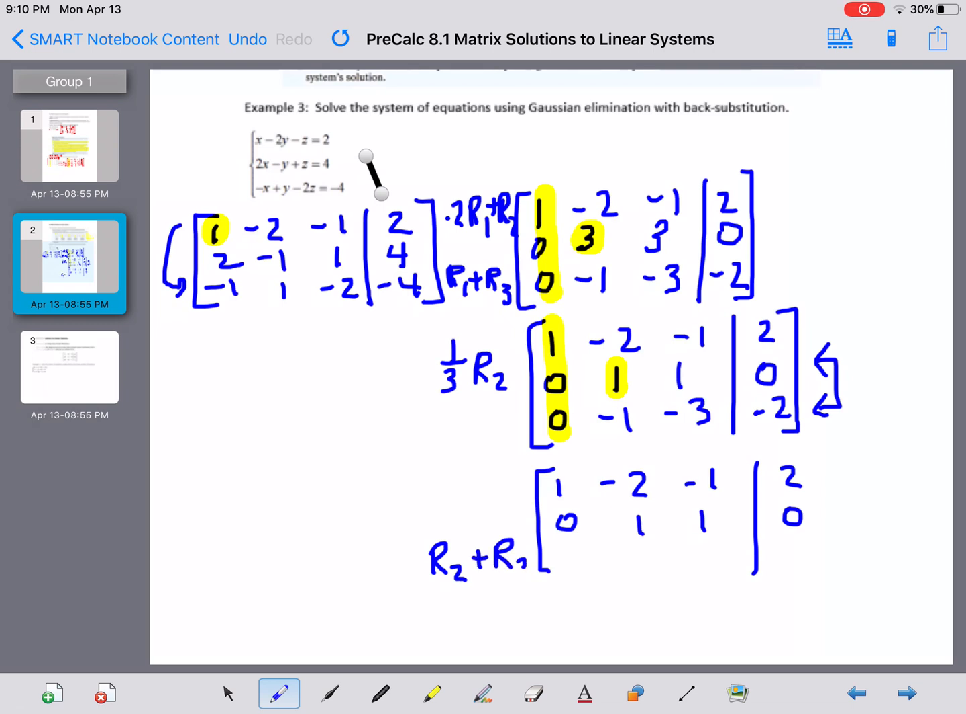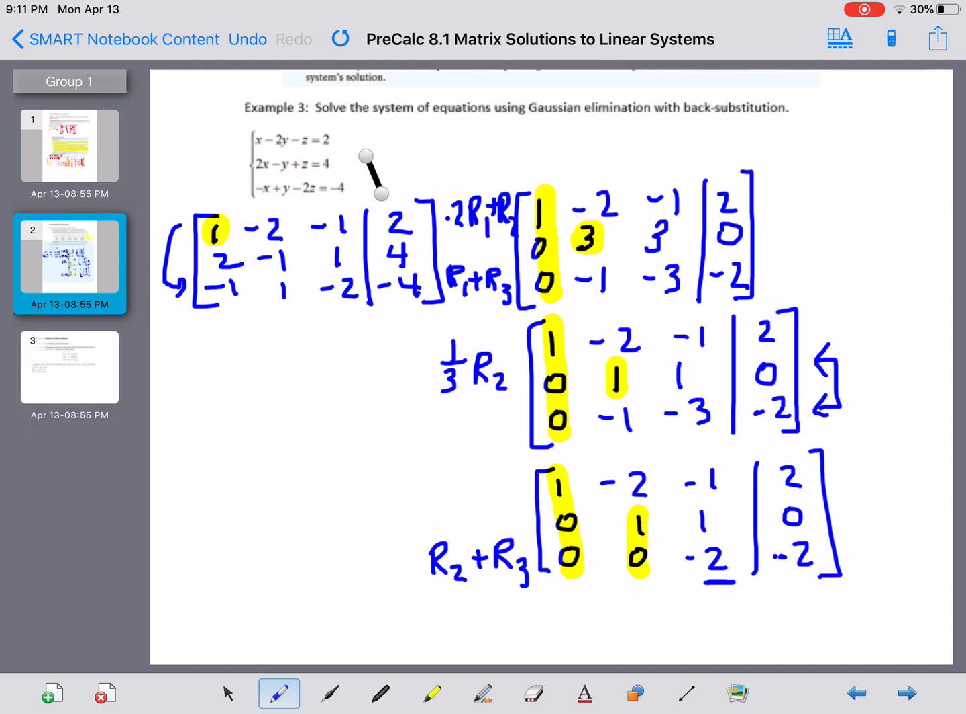So 0 plus 0 is 0. 1 plus -1 is 0. 1 plus -3 is -2. And 0 plus -2 is -2. And I now have my goal of 1 plus zeros here. In the second column, I have in the second position 1 with a 0 beneath it, and now I have one job left, and that's to get a 1 in my third row, third position.